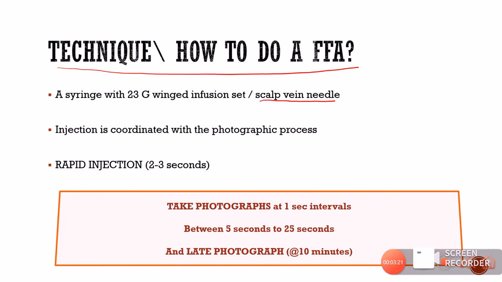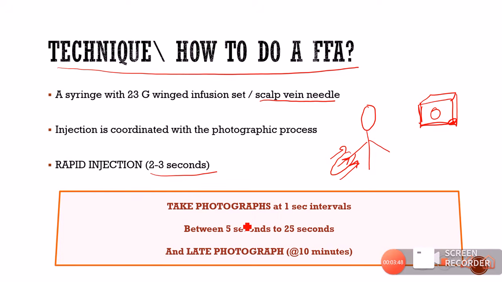What I mean to say is, as a patient lies down and we are injecting the fluorescein into the arm, simultaneously the photographer should be ready to take the sequential photographs. We have to be very well coordinated. There should be good coordination between taking the photos and injection of the dye. The dye has to be injected rapidly, in about 2 to 3 seconds, and then we have to start taking photographs at about 1 second intervals.